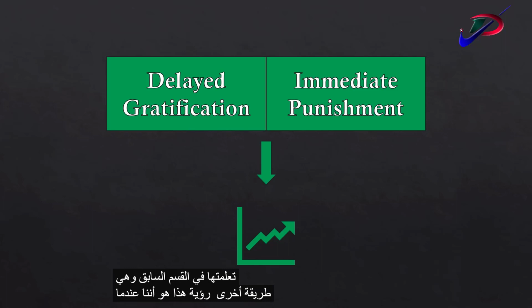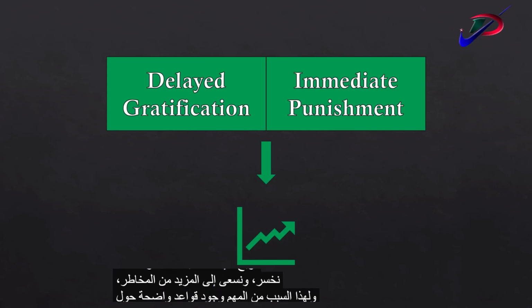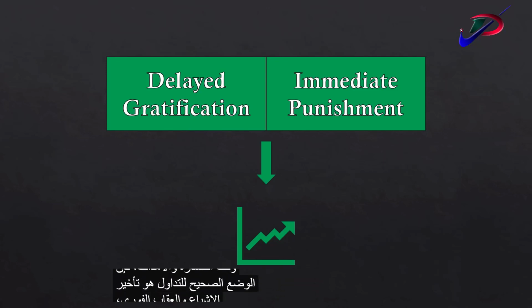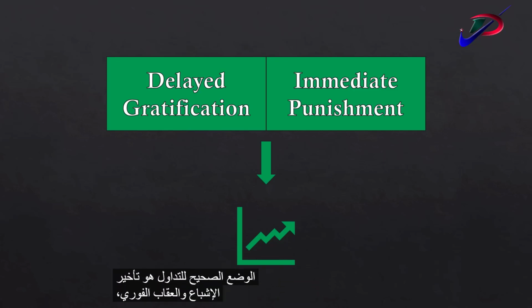Another way of seeing this is that when we are winning, we are risk-averse. When we are losing, we seek more risk. This is why having clear rules about stop-loss and targets is important. The correct mode of trading is delayed gratification and immediate punishment, but as you see, this is counterintuitive.